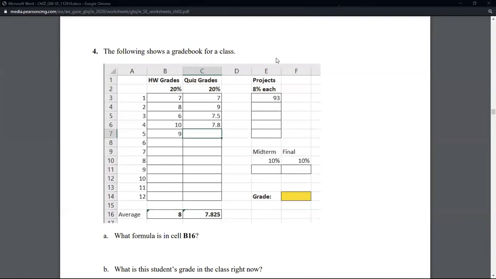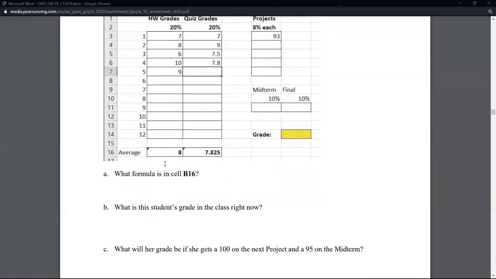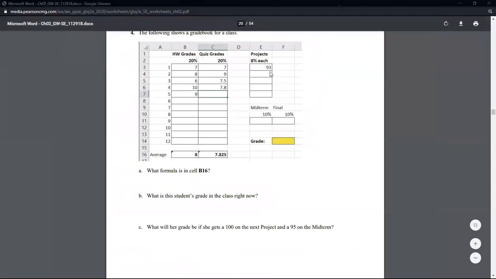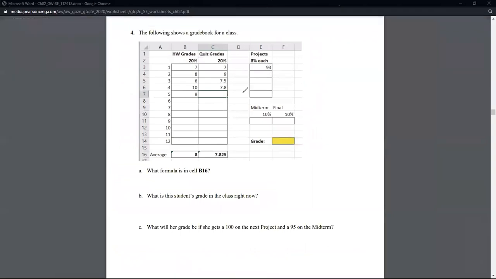That's all it is. All right, so the point of this is, what formula is in cell B16, which is right here where the 8 is. So it's not 8. We want an Excel formula, so equals blah, blah, blah. What is the student's grade in the class right now? And then what will her grade be if she gets 100 on the next project and a 95 on the midterm? I need to pull back just a little bit so I can get all this on here at once. There we go. Let's go to annotate.